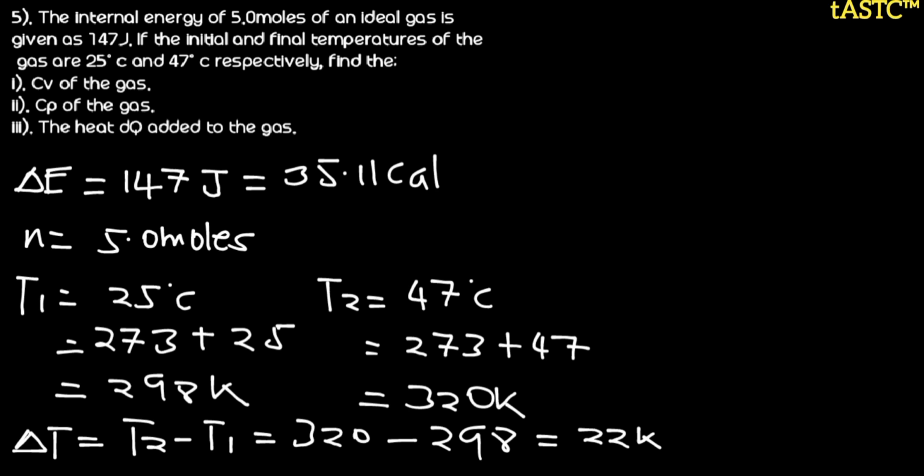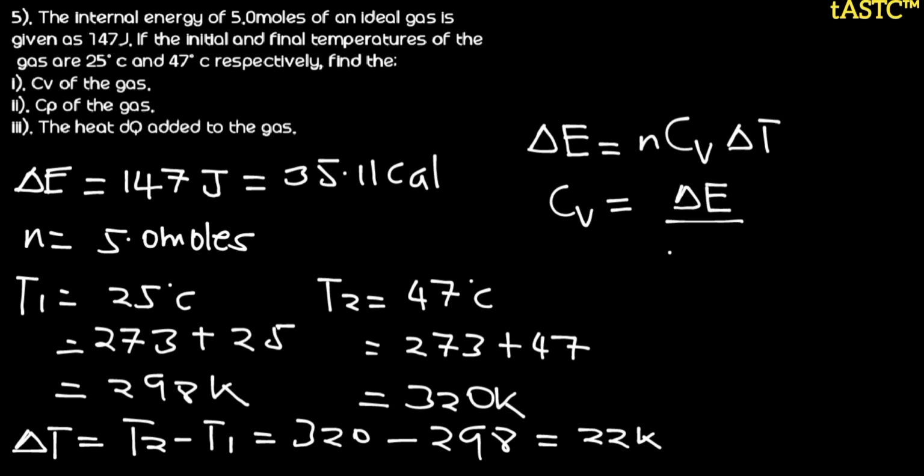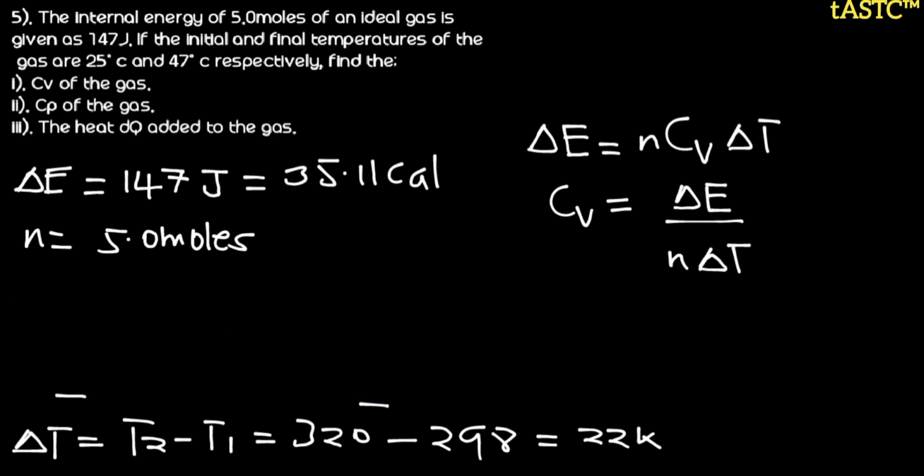So we are required to find C sub V. Now we know that dE is equal to n C sub V dT. So we need to find C sub V. In order to do that, we're going to have dE divided by n dT. So I'm going to wipe these out. And here we're going to have C sub V. dE is 35.11, and this is divided by n, which is 5, multiplied by dT. So dT is 22.